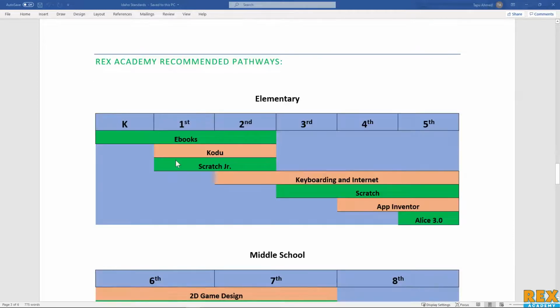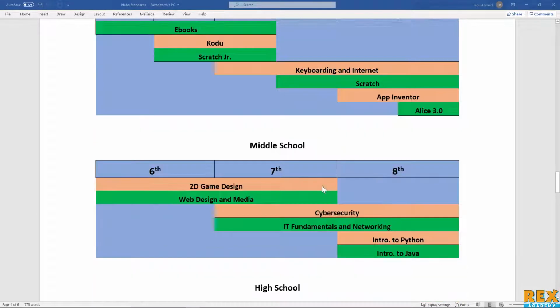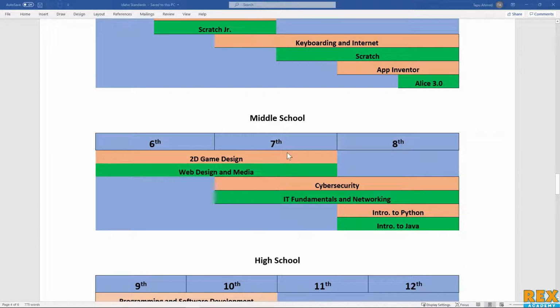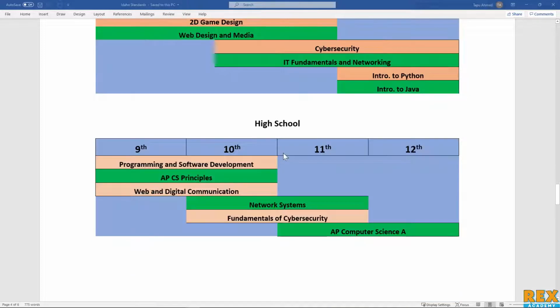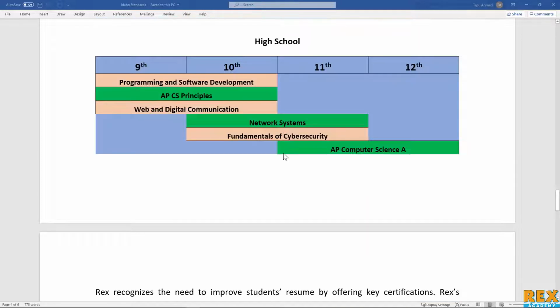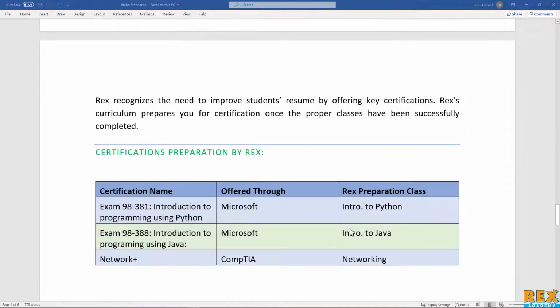I've created a series of Gantt charts that will allow you to kind of see the pathways in high school, middle school, and elementary. This is a recommendation. It doesn't have to be adhered to strictly, but regardless, it's a good way to get students to follow a specific pathway for them to get as much information on computer science as possible.